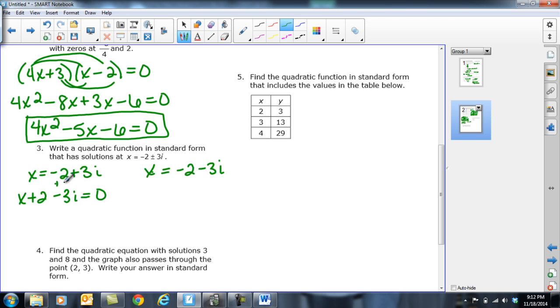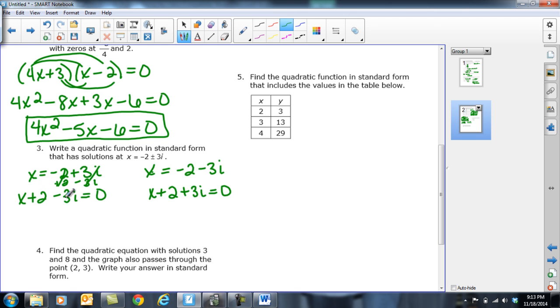So I added this 2 to cancel, I subtracted this 3i to cancel, and so I had to do that on the other side. This one, I'm going to have to add 2 and then add 3i. So it's going to be x plus 2 plus 3i is equal to 0. So these would have been my factors, and that's not how we typically solve these, but that's how I'm going to get back to the quadratic that it came from.